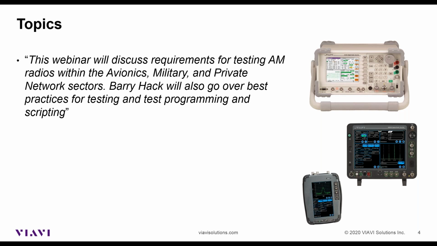Okay, so talking about AM radios, looking at avionic applications, military and private networks. Typically, they're the same sort of systems for AM. What you might find, obviously, with the military is people are using single sideband as well, and I'll just touch on that on one of the slides. But we'll look at the testing and, shall we say, programming and remote applications, automatic test applications for these types of radios.